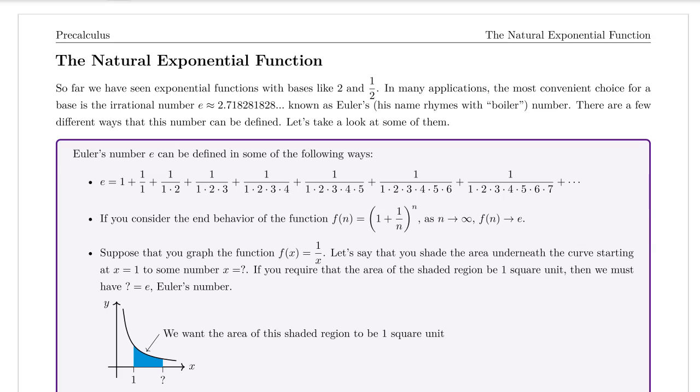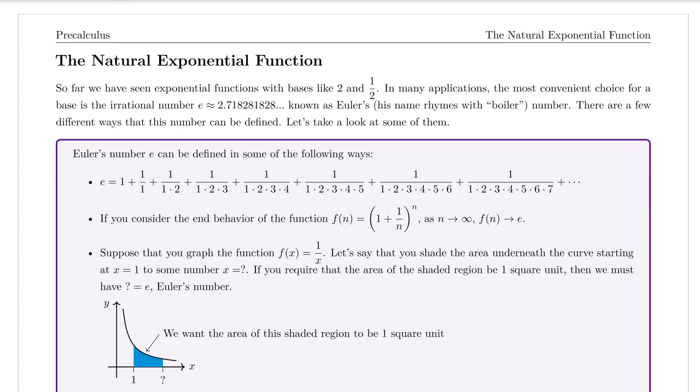How interesting. Another way that we can get e is if you consider the behavior of the function f of n equals 1 plus 1 over n, to the nth power. As n goes to infinity, this function's output values approach the number e.